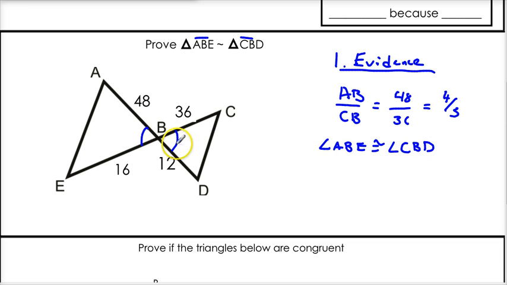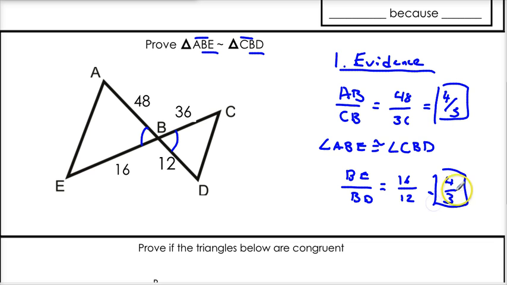Remember, vertical angles are always congruent, so we know those are the same. And then finally, we know that BE corresponds to BD. Those would be 16 over 12, which gives us 4/3. So now that we have our two ratios, we see that 4/3 and 4/3, the ratios are the same, and when these two angles are the same, we can now write our conclusion. So our conclusion is triangle ABE is similar to triangle CBD, and that's because of side-angle-side similarity. All right, great work here.